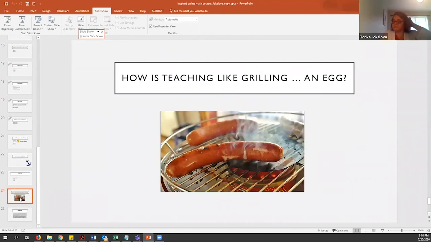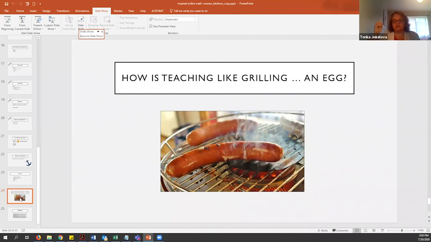And before we wrap up, I want to come back to my grilling experience. So how is teaching like grilling an egg? You cannot just bring an egg to the grill and plop it on the grill and call it a grilled egg. If you open the egg and try to grill it that way, it's going to run through the grill onto the charcoal, and no good.